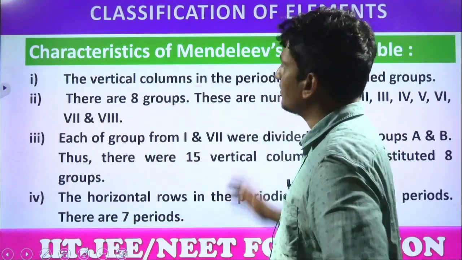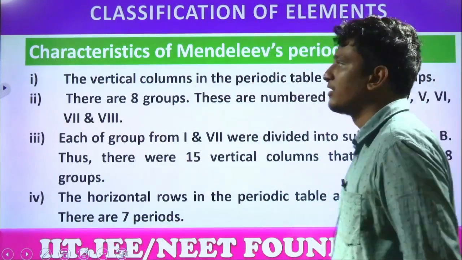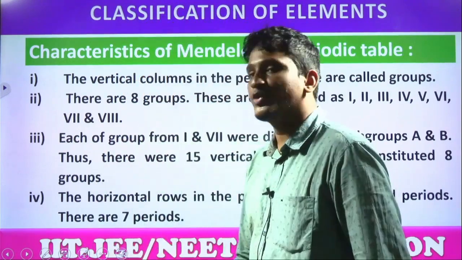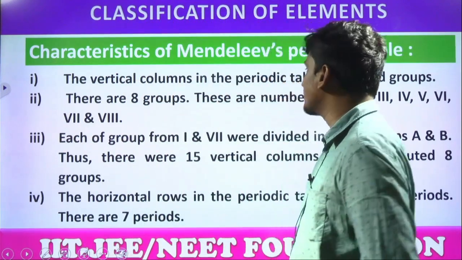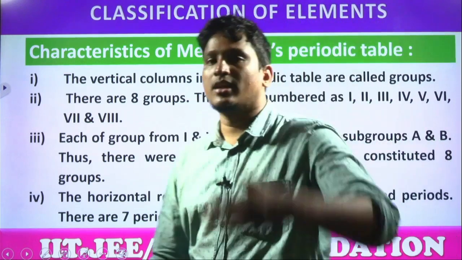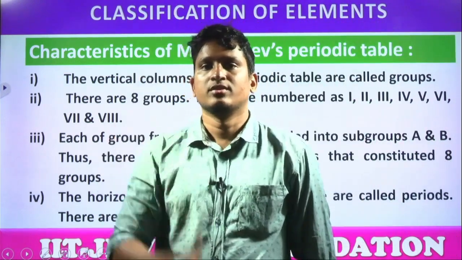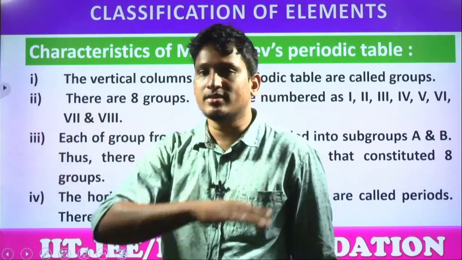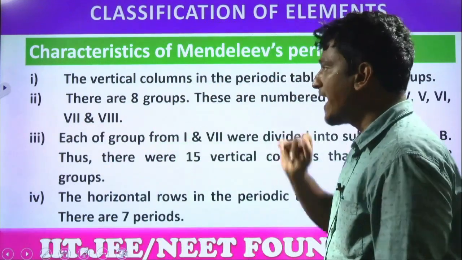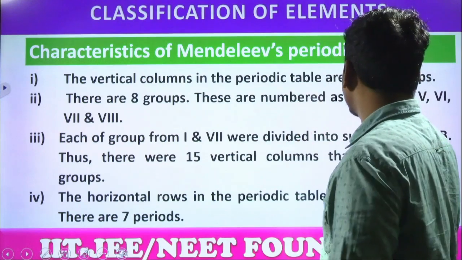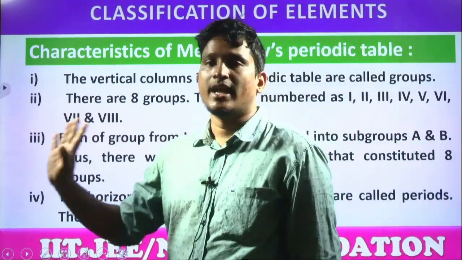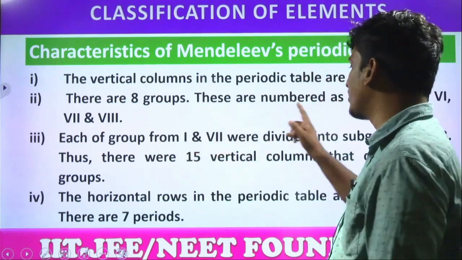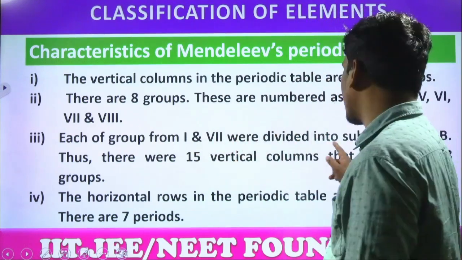So what are the characteristics of Mendeleev's periodic table? Like I said, groups and periods. He classified the elements into certain groups and periods. Vertical columns in the periodic table are called groups, top to bottom. These are periods, the horizontal rows. There are 8 groups, numbered 1, 2, 3, 4, 5, 6, 7 and 8, and each of the groups from 1 to 7 is divided into subgroups.